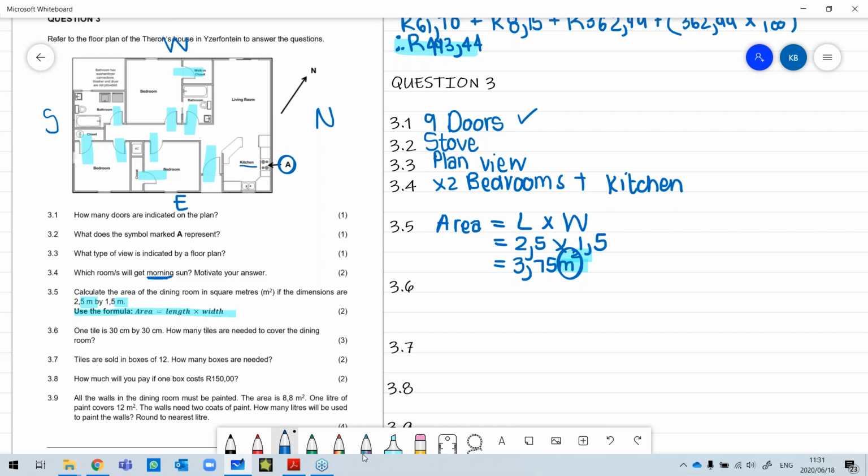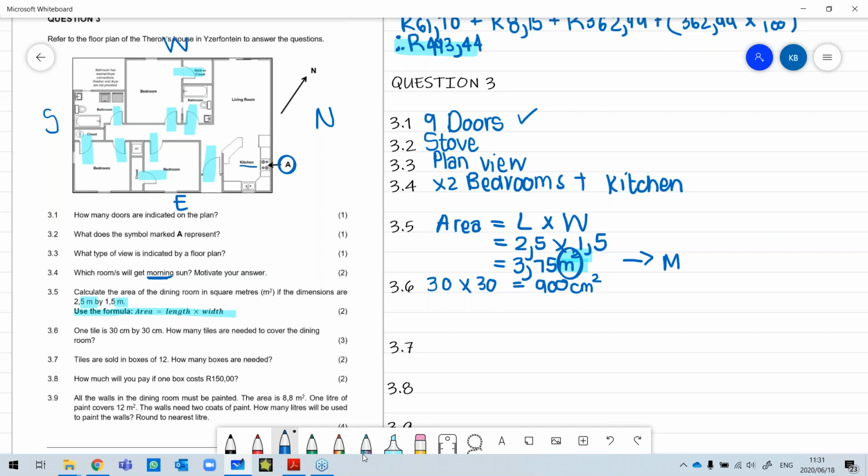Question 3.6. One tile is 30 centimeters by 30 centimeters. How many tiles are needed to cover the dining room? Now, the dining room is measured in meters, where the tile is measured in centimeters. So just keep that in mind. The area of one tile is going to be, oh, sorry, not 90, 900 square centimeters.